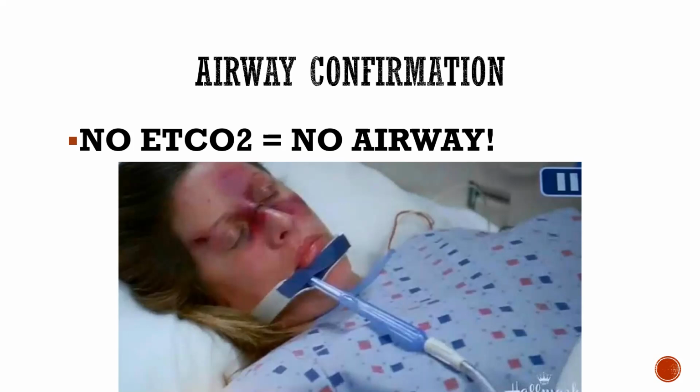That might mean that we adjust the King. That might mean that we take out the King and we intubate the patient. That might be that we remove the ET tube and revert to a King. So if you're getting that solid line of 0, the airway isn't working, you don't have an airway, you're not ventilating the patient, something different needs to be done.